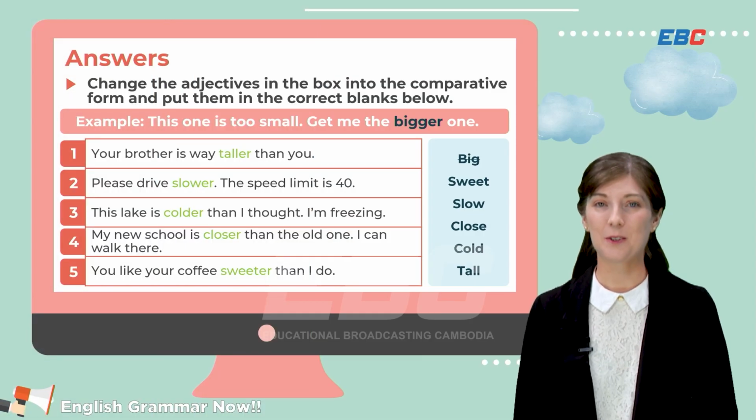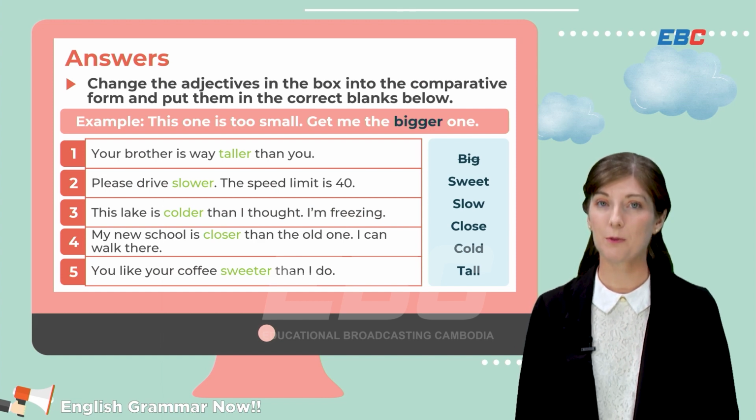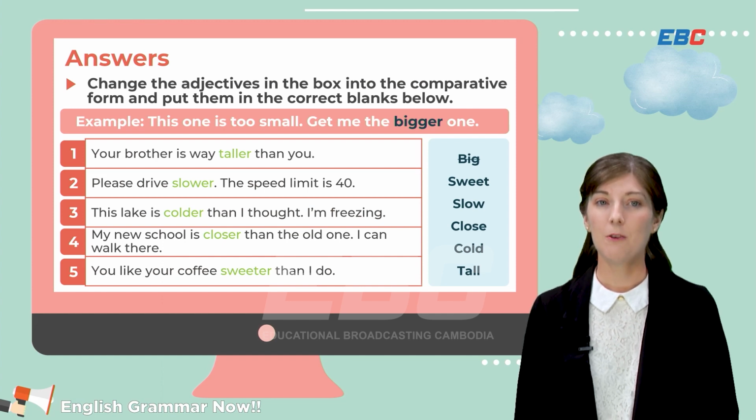Here's the answers to those questions. For number 1, your brother is way taller than you. For number 2, please drive slower. The speed limit is 40. For number 3, this lake is colder than I thought. I'm freezing. Number 4, my new school is closer than the old one. I can walk there. For number 5, you like your coffee sweeter than I do.